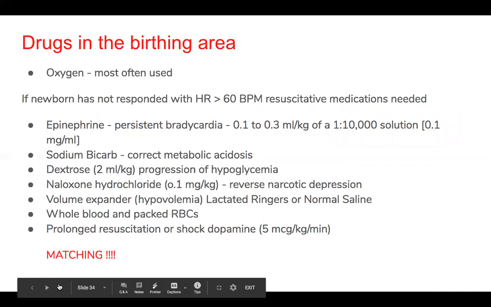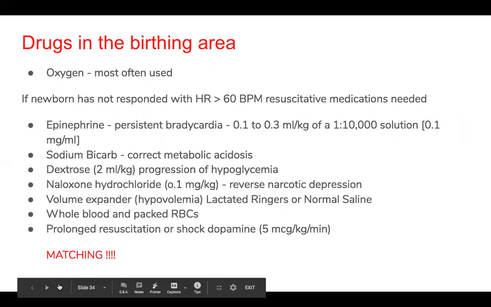Medications I want you to know. Oxygen is the most often used medication. A lot of times we forget that that's a medication. Epinephrine would be used if there's persistent bradycardia. Sodium bicarb would be used to correct metabolic acidosis. Dextrose would be used for severe hypoglycemia. In the critical care setting of the newborn, it's dextrose. In the normal mother-baby unit, it would be initiating feedings.